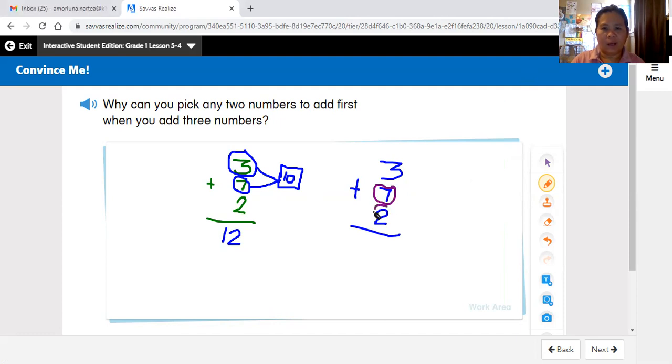So let us just say 7 and 2. I will pick two numbers first. That will be easier for me to add these two numbers first because 7, count on, 7, 8, 9. So that is 9. And another number is 3 that we need to add. So 9, put that in your mind, 10, 11, 12. So we get the same answer, which is 12, no matter which of the two numbers we add first, right? I hope you really understood this lesson because I would like you to answer the next activity that we have here.